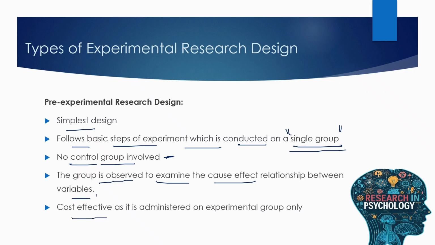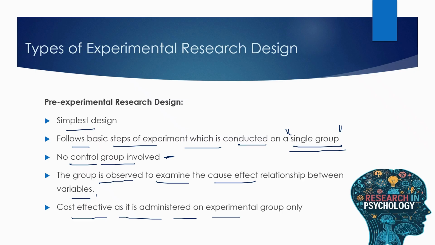Cost effective, as it is administered on a single experimental group only. So here what happens is that I might have discovered a new intervention or a new method to maybe deal with anxiety. Now I want to test it on a group of people. So I select a group of people and then I try my method on them. And then finally I see if they have improved or not. Right? So I'm just using a single group where I'm applying my experimental conditions and then studying the result. There is no control group involved. So it is very cost effective because there is only one group. The fewer the people, the more saving you have in terms of resources, right?